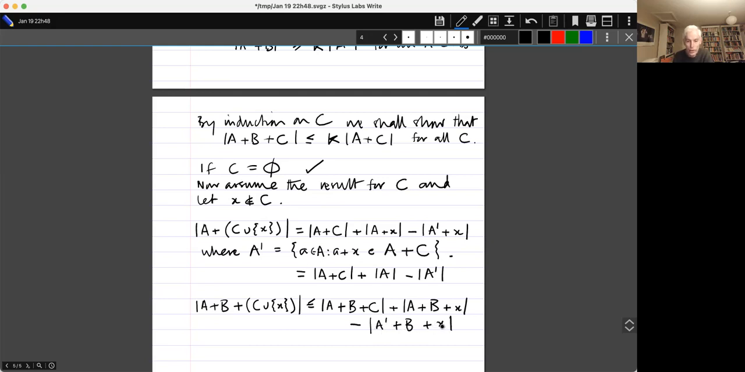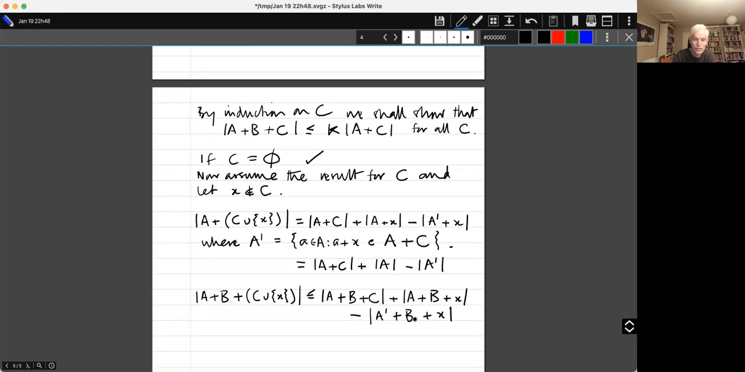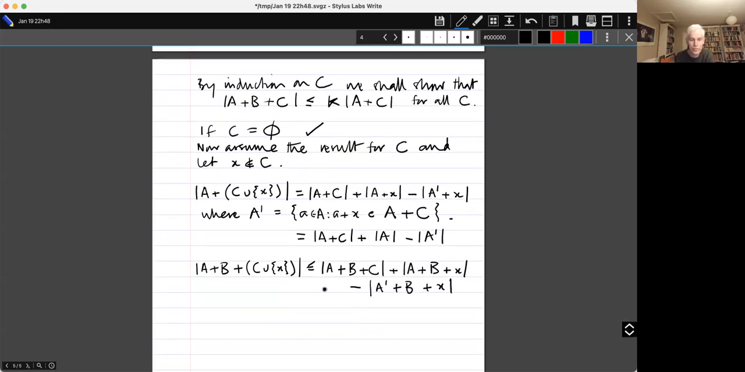So all these elements here did in fact belong already to A plus B plus C, so I overcounted them here. The reason I've only got less than or equal to here is that I haven't actually guaranteed that I've taken away everything that I overcounted from this set here. I might have, so this could actually be strictly greater than A plus B plus C union x, but that doesn't matter because I want to get an upper bound for the size of A plus B plus C union x.